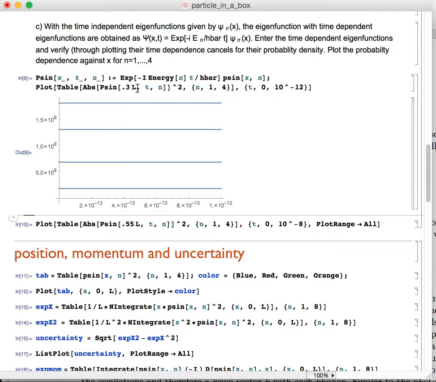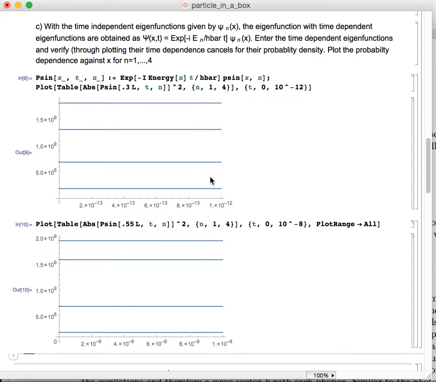So here x was 0.3 L. Now here we take another value, 0.55 L, and you see, of course, there's again nothing changing. Also, the absolute value of the wave function might change when you go to different positions.